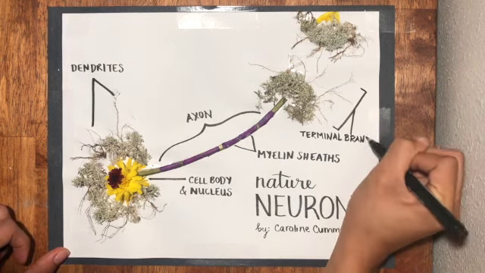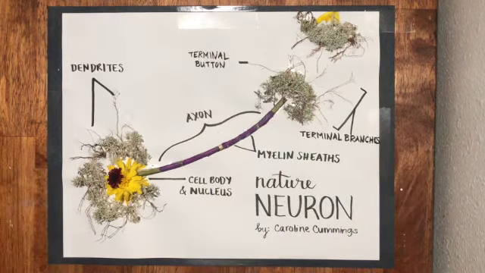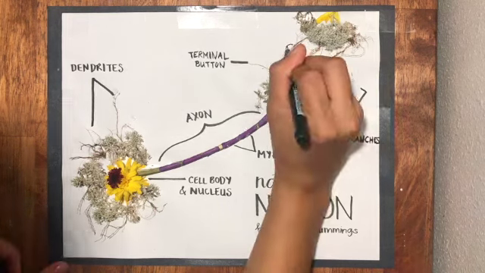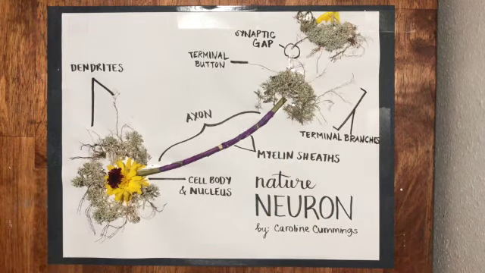The terminal branches and buttons at the end of the axon form junctions with other cells and contain neurotransmitters, which they release and send across the synapse. The synaptic gap is the space in between two neurons that causes a brief interruption in the transmission of impulses. This gap is where neurotransmitters are exchanged from the sending neuron to the receiving one.